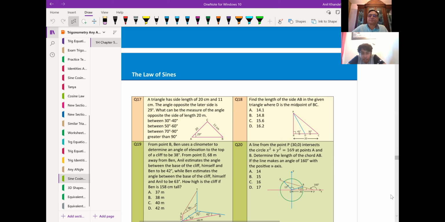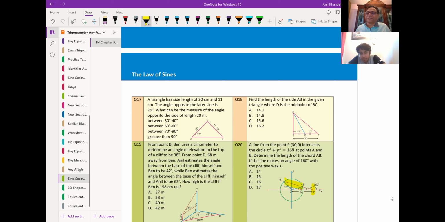A line from the point P (30, 0) intersects the circle x squared plus y squared equals 169 at points A and B. Determine the length of the chord AB if the line makes an angle of 160 degrees with the positive x-axis. Correct. So at this stage, what are we doing?